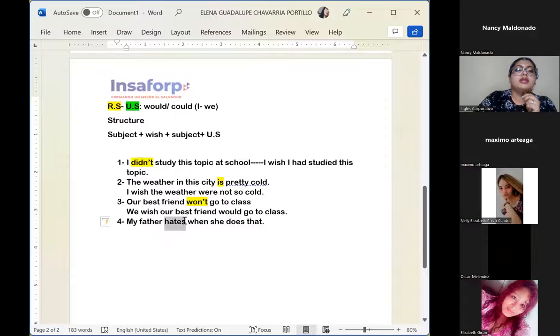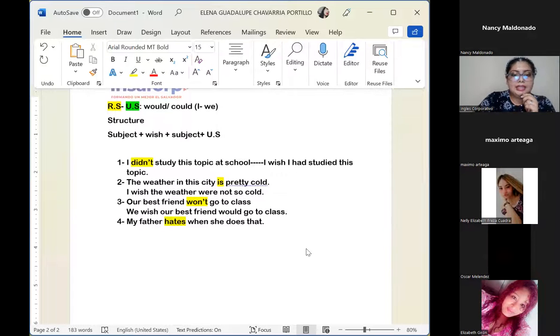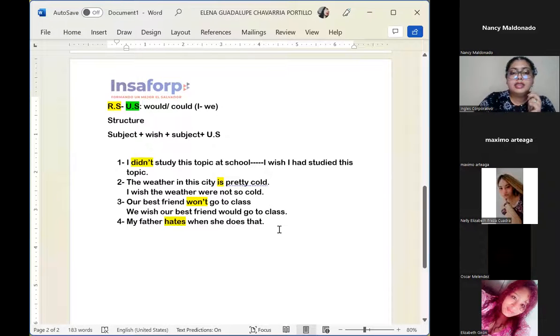Simple present. Good, simple present. And we have here, hates. That is the structure. So we are going to use the simple present and we are going to go one step back and we are going to use the past, the simple past in this case.